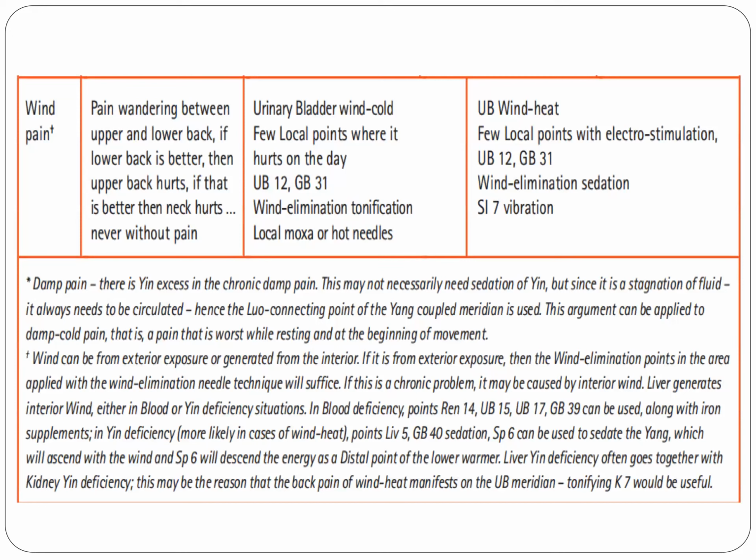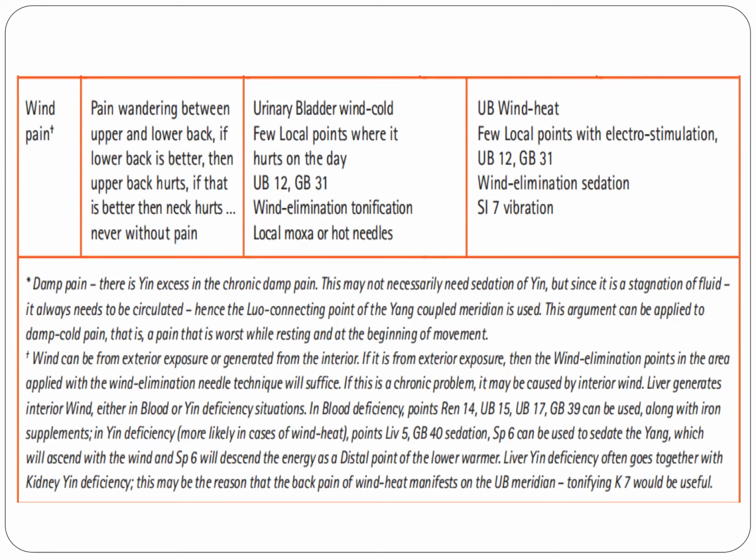If the lower back is better, then the upper back hurts. If that is better, then the neck hurts, never without pain. So urinary bladder wind cold: few local points where it hurts on the day, bladder 12, GB31. Wind elimination, tonification, local moxa or hot needles. Urinary bladder wind heat: few local points with electrostimulation, bladder 12, GB31, wind elimination, sedation, SI7 vibration.